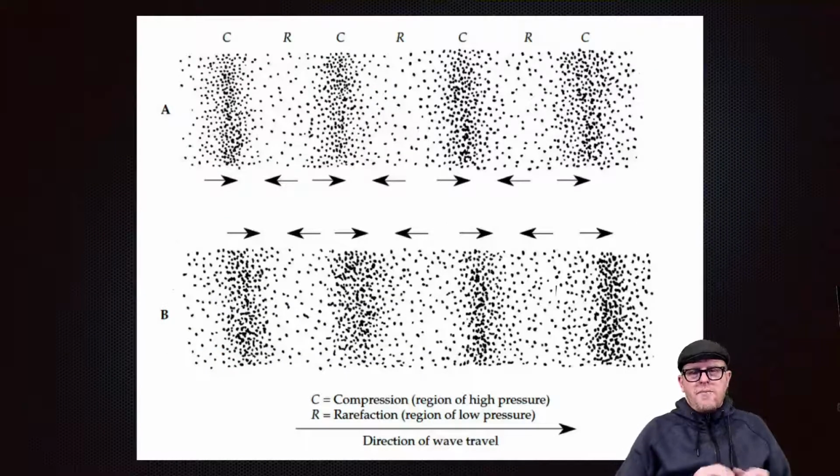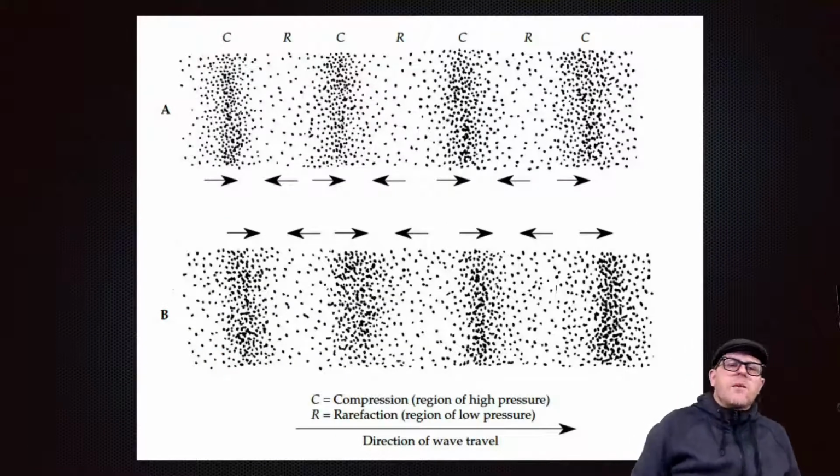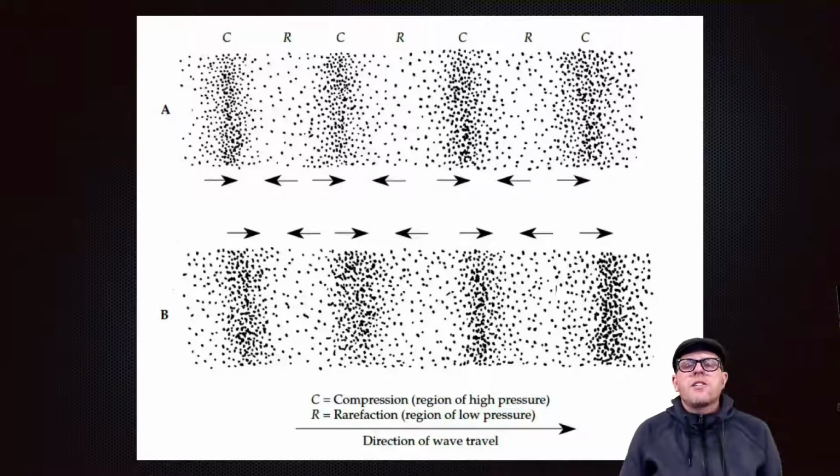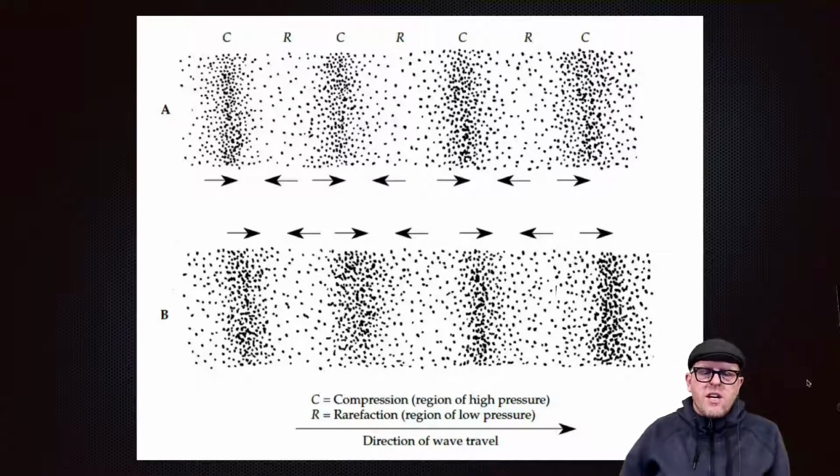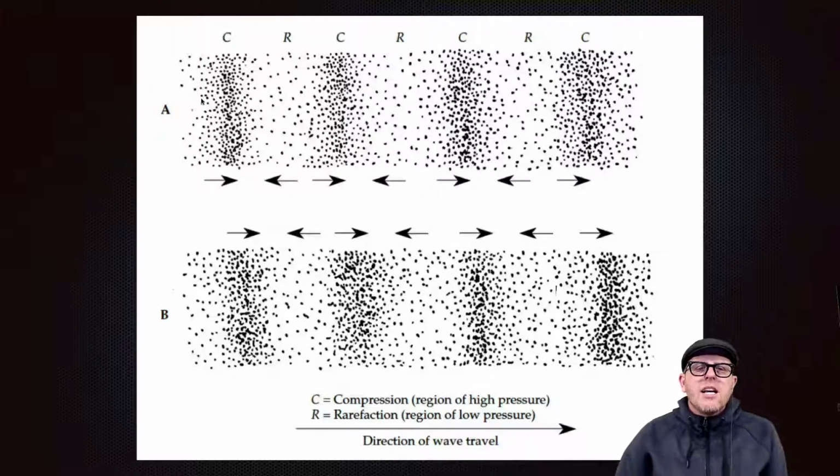Cool. Okay. We saw this a little bit, and I want to come back to this notion of compression and rarefactions. Compression is where the air molecules are squished together, and rarefaction is where they're pulled apart. Here we have the direction of wave travel to the right. So this is pulled directly from the book.